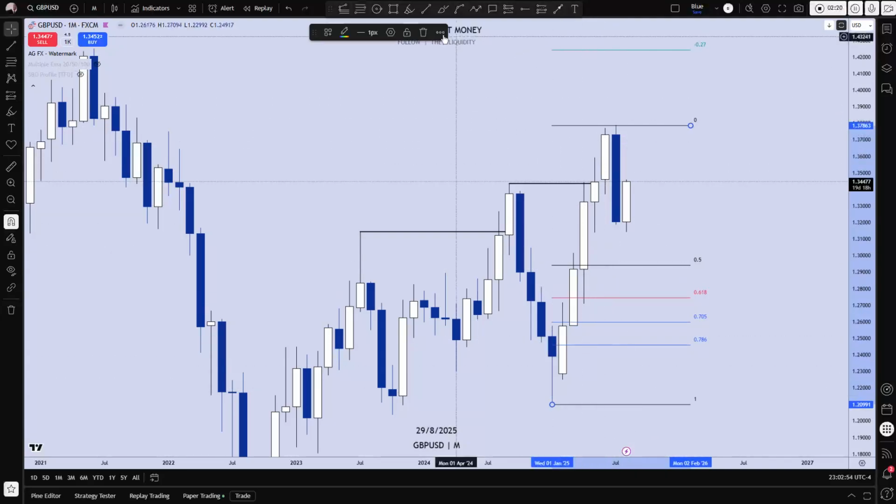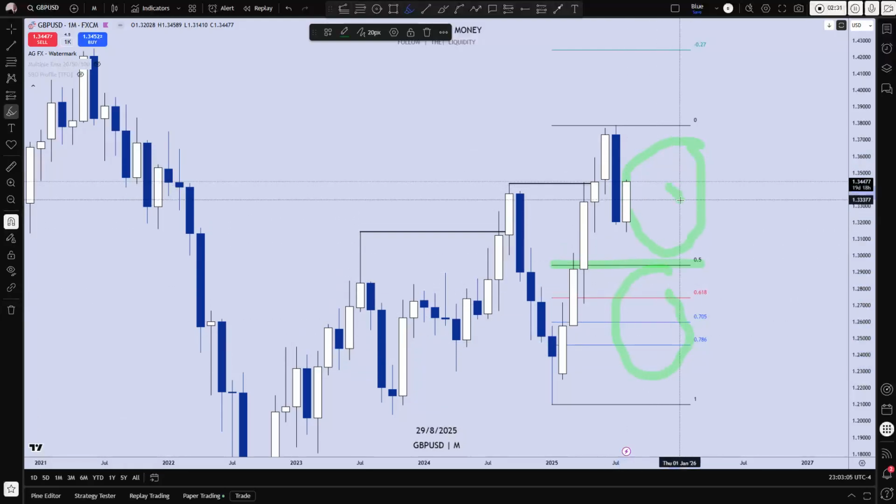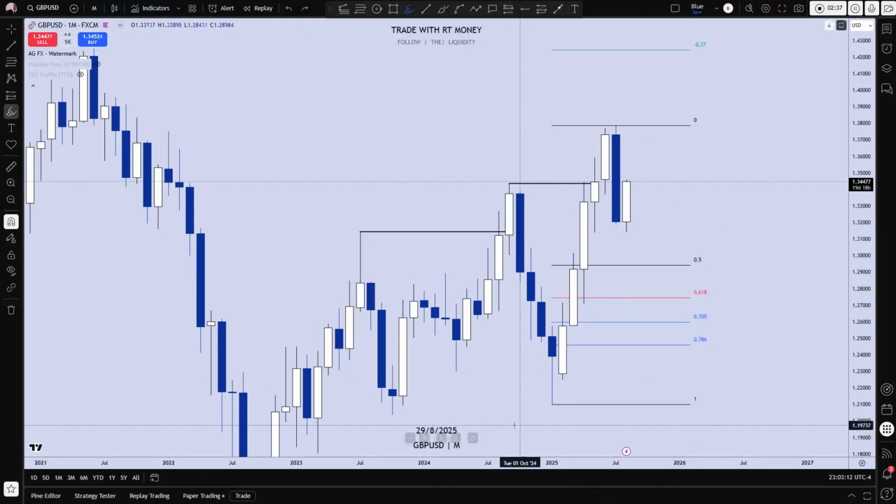And you want to look at that 50% equilibrium of this trading range. Above it is premium prices. Below it is discount prices. You want to take your shorts from premium prices. You want to take your longs from discount. Easy enough, right? Those give you the highest probabilities of success.